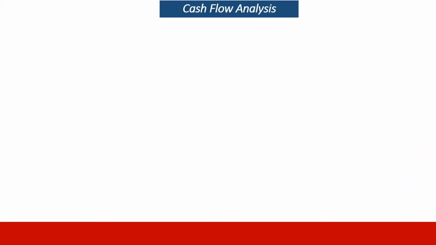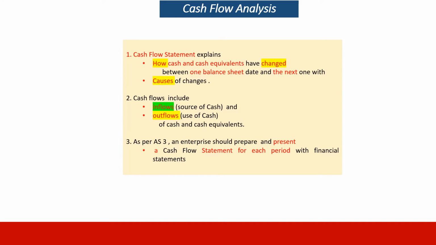In cash flow analysis, what happens is a cash flow statement highlights how cash and cash equivalents have changed from one balance sheet to the other, and it also highlights what are the causes for the change. Cash flows include both inflows and outflows. Inflows are nothing but sources of cash and outflows are uses of cash.